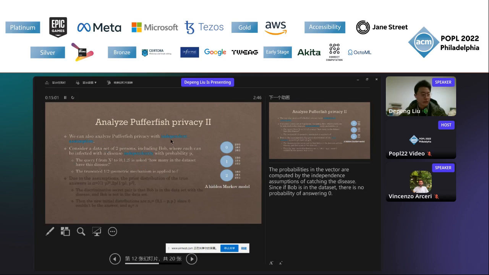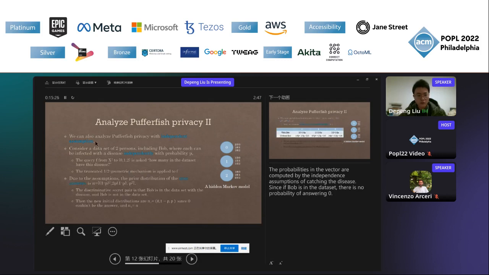And we can consider another scenario here. Consider a data set of 2 persons, including Bob, where each can be infected with a disease independently with probability p. We still ask the same query: how many in the data set have this disease? And the truncated 1/2 geometric mechanism is applied. Due to these assumptions, the prior distribution of the true answers is pi equals to this vector. These probabilities here can be computed by the independence assumptions of catching the disease.